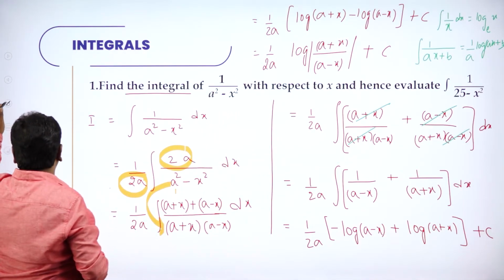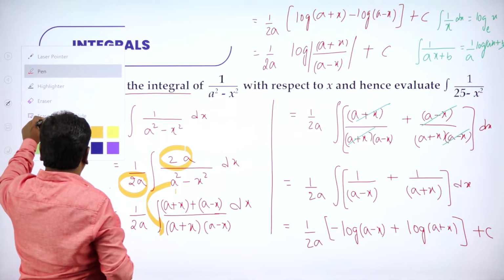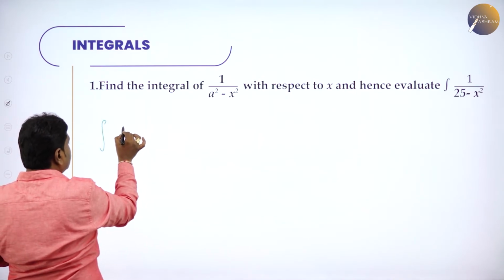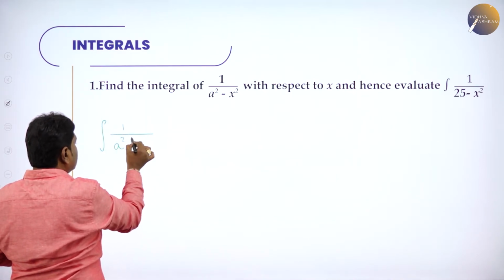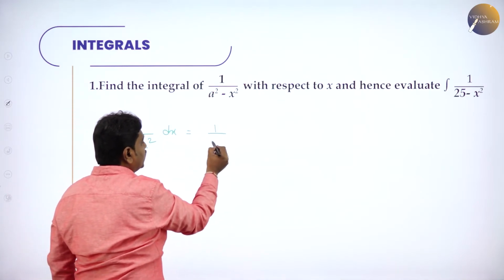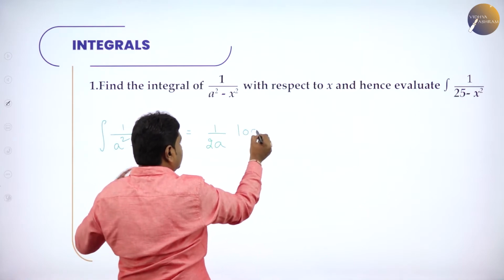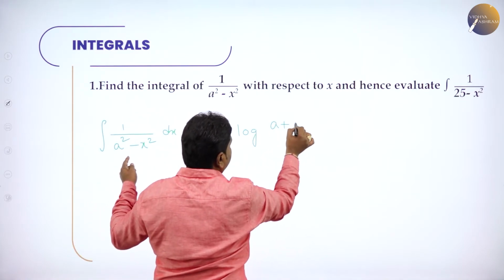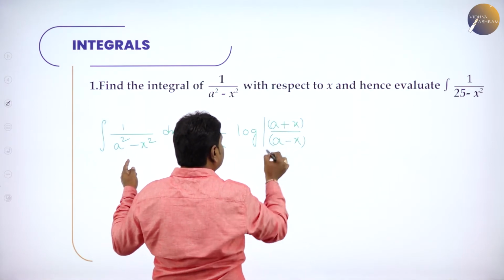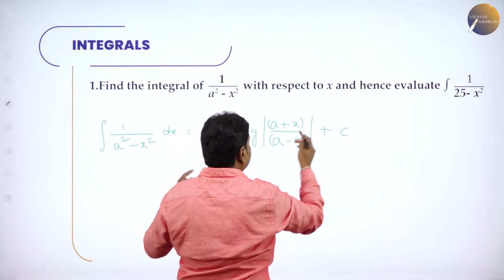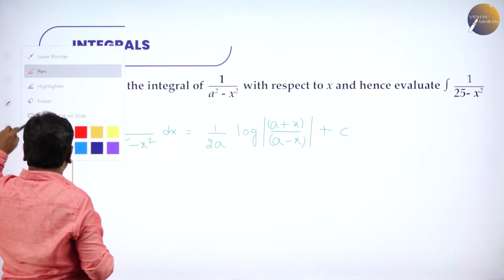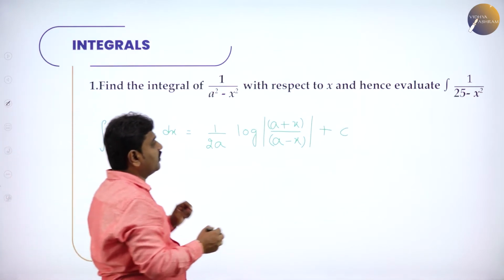So now I'll erase this. Now what is the formula we got? We got the integration of 1 by a square minus x square dx formula. What is the formula? 1 by 2a log of factors. What are the factors? A plus x divided by a minus x. And always the logarithm should contain positive values, so that's why I'll take the modulus. So this is the formula which we derived. We have to use this formula and evaluate this.